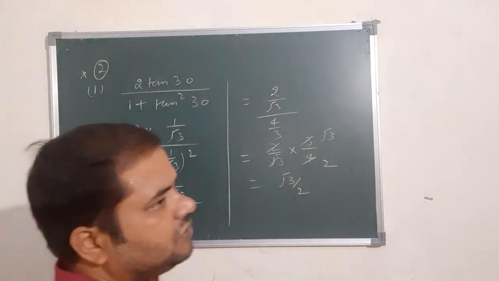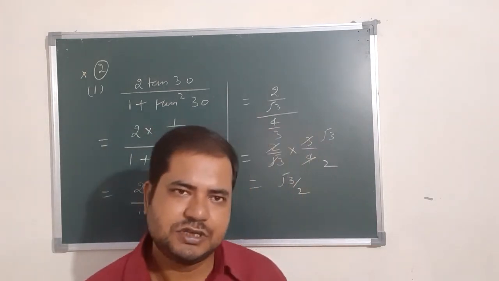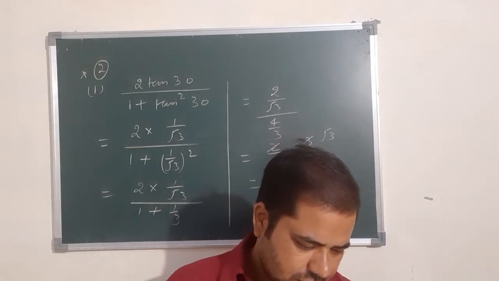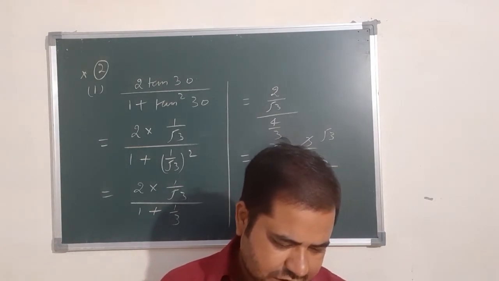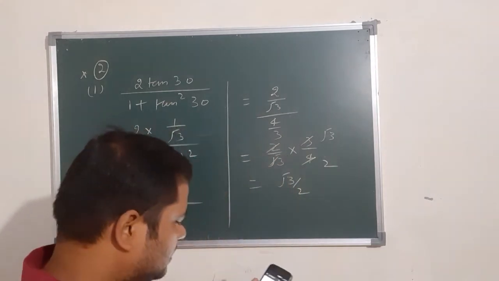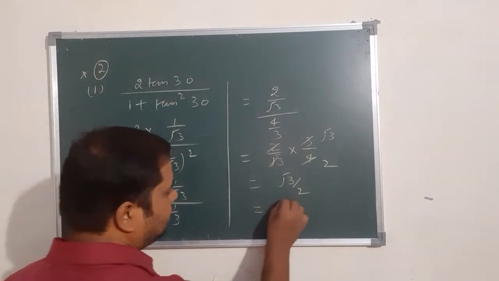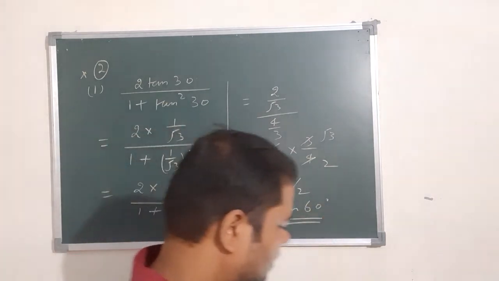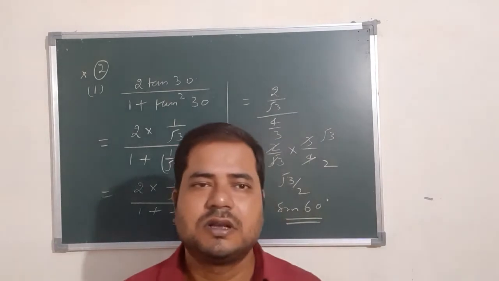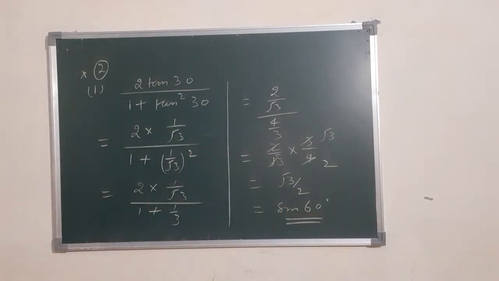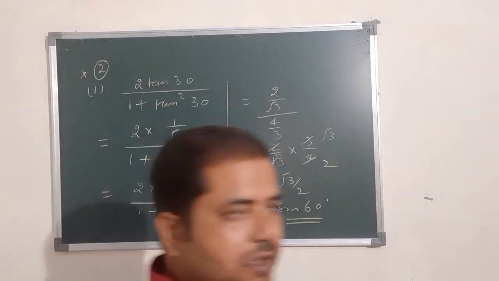So root 3 by 2 is the value of sin 60 also, cos 30 also. So here options are given. This is sin 60, cos 60, tan 60 or sin 30. So this is not the value of tan 60. This is not the value of cos 60. This is the value of sin 60. So option 1 is correct. That means option A is correct for this question. Okay. Note it down.